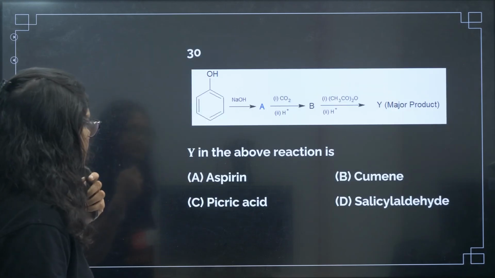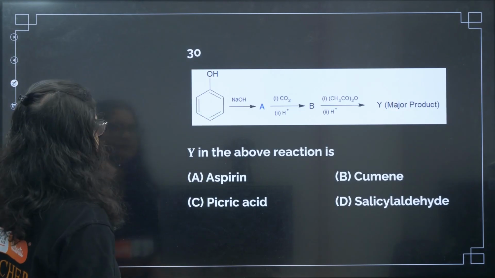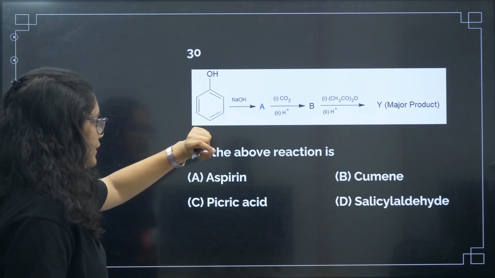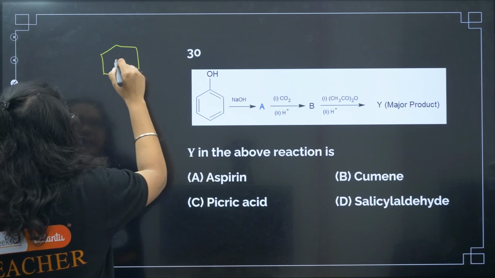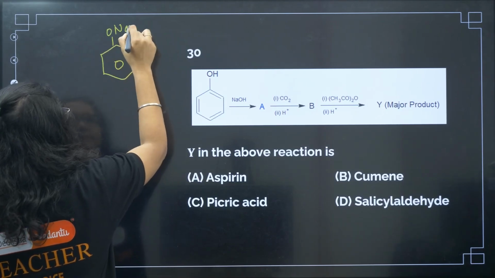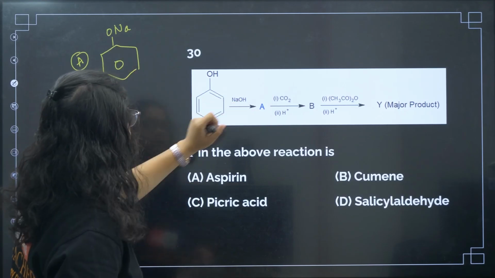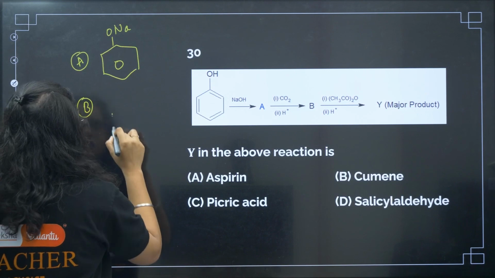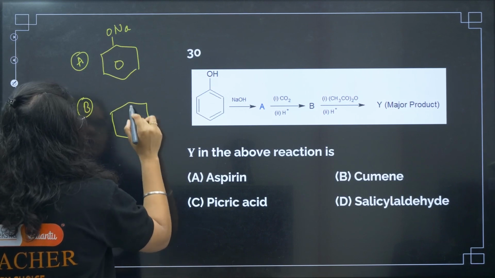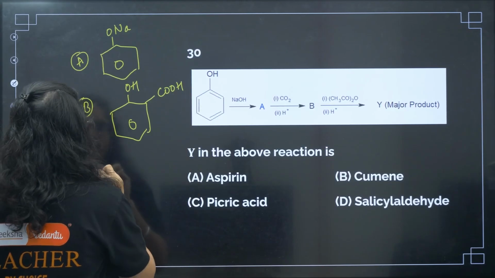Now coming to question number 30 here. Okay, again this is a reaction-based question. Phenol with NaOH. So what will be the product here? A. OH with NaOH, I'll get ONa. This is A. Okay. Now ONa with CO2. So what will happen? This one will do carboxylation. Then again H plus treatment is there. So I'll get COOH. Next C.